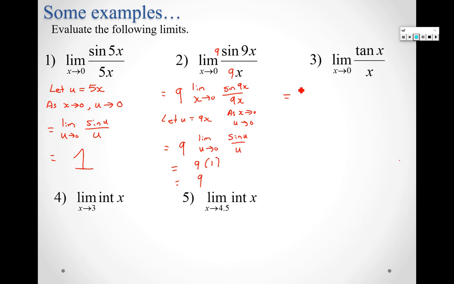If there's going to be a way, and I don't say every trig limit out there is solved by substitution with other trig identities, I'm not saying that's true, but if there's going to be a way, we've got to get sine x involved here. So tan x is sine x over cos x, and that's all over x.